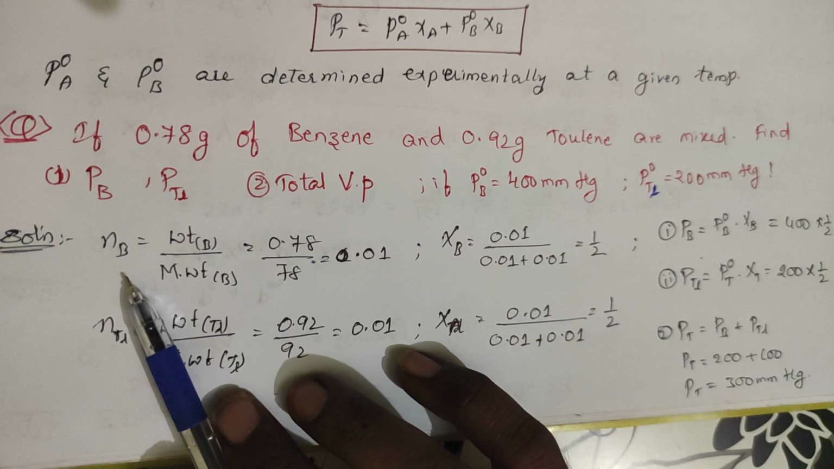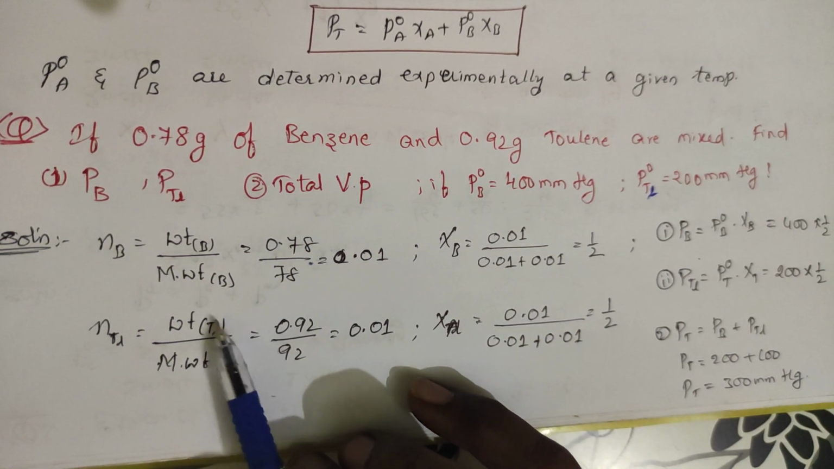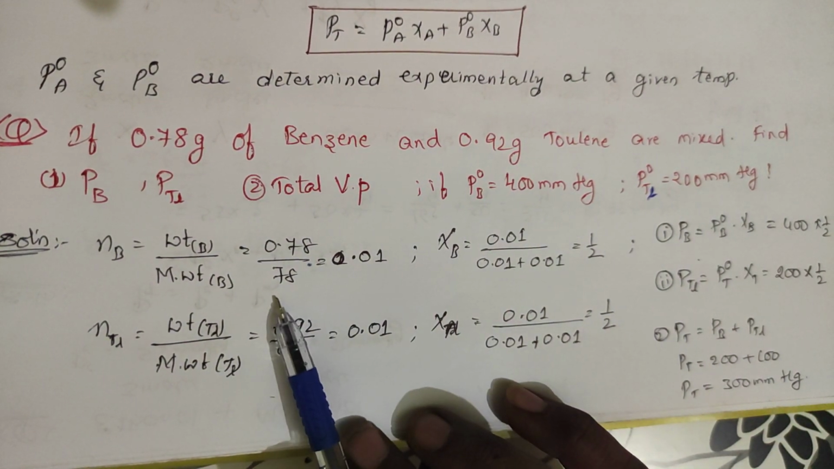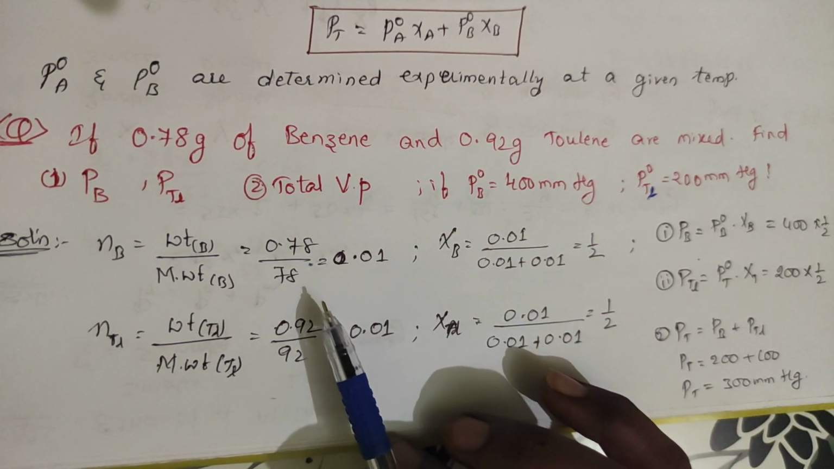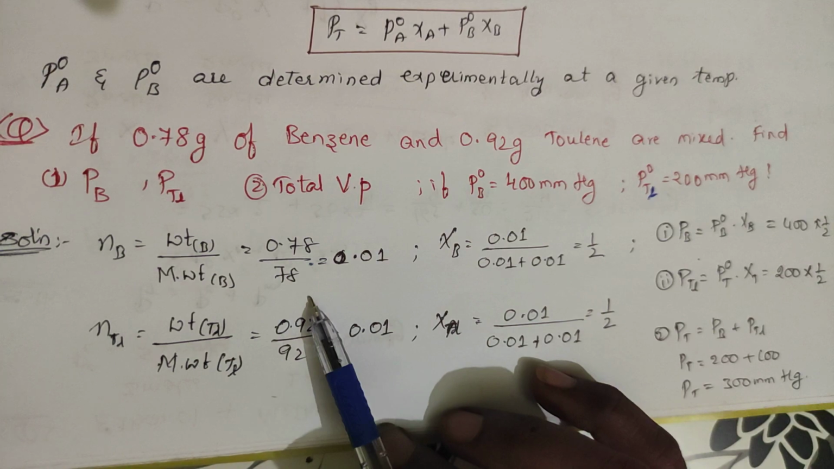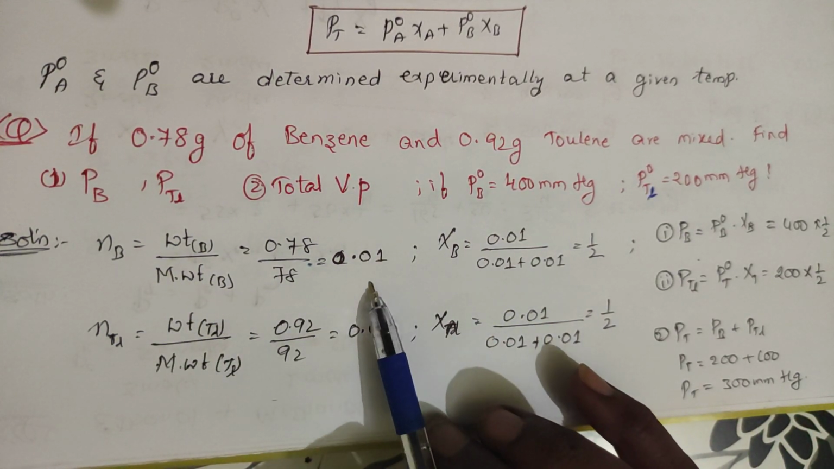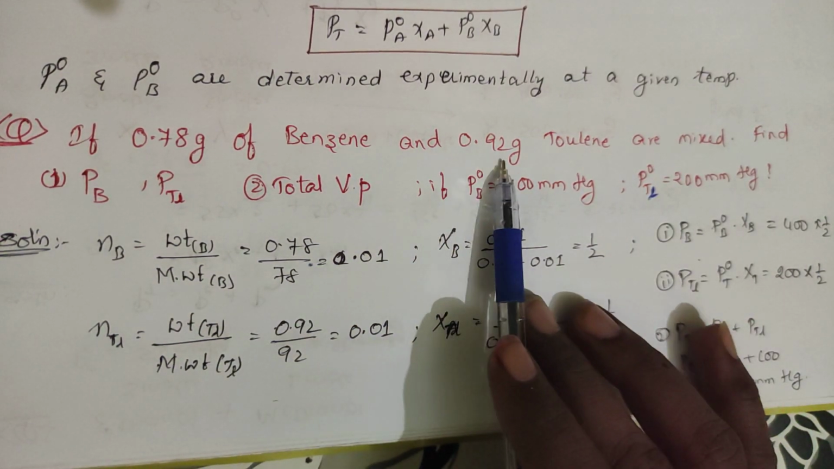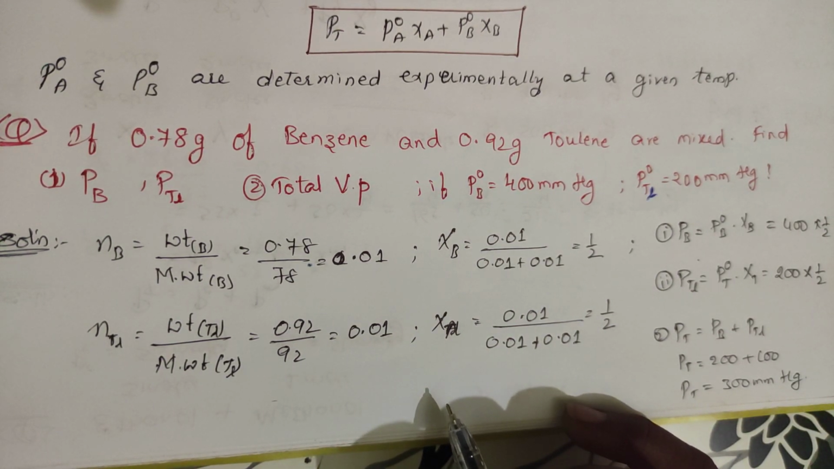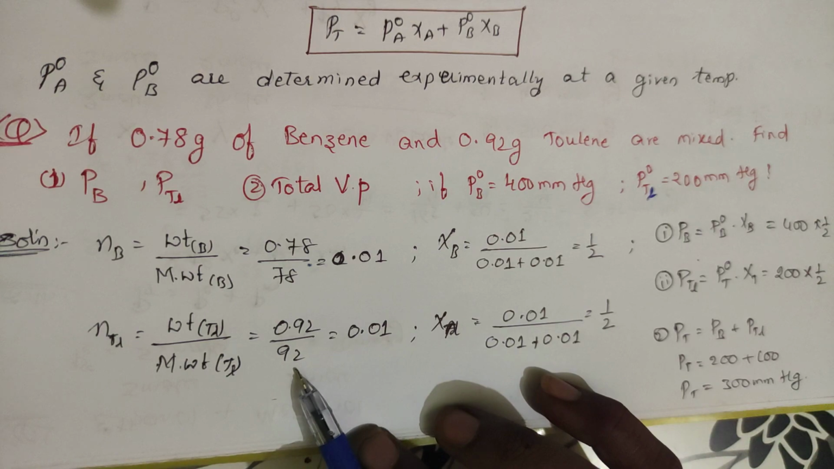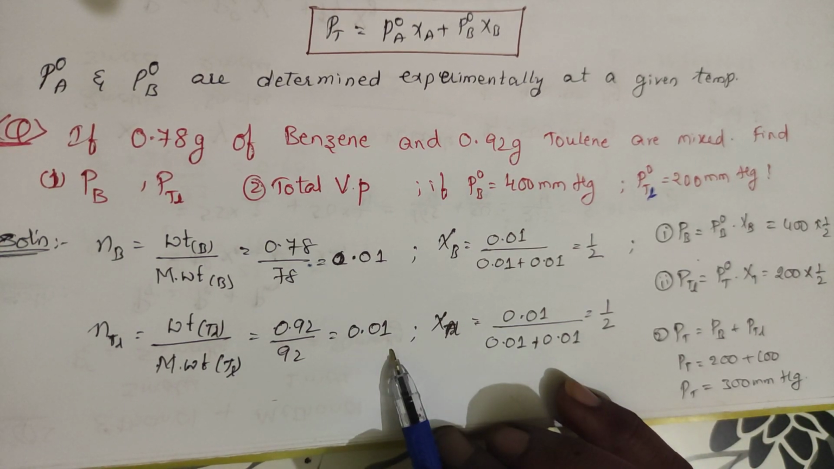So number of moles of benzene will be equal to weight by molecular weight of benzene. He has mentioned 0.78. Benzene is C6H6. Carbon is 12, 12 into 6 is 72, plus 6 hydrogens, 72 plus 6 is 78. So number of moles of benzene is equal to 0.01. Number of moles of toluene: weight he has mentioned 0.92. Go for the toluene structure, benzene ring with CH3. The weight will be 92, so the number of moles will be 0.01.